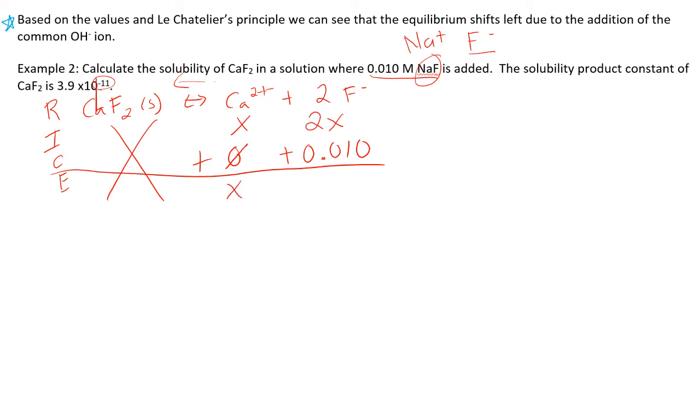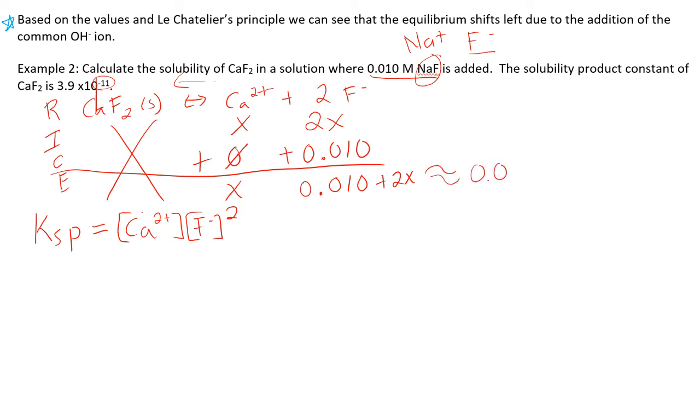Our amount of calcium at equilibrium would be x, and our amount of fluoride would be 0.010 plus 2x, or 2x plus that, either way. Now we'd want to plug it into our KSP equation. That would be our calcium ion times our fluoride ion squared. Now we're going to make the same assumption. We are going to say that this is basically equal to 0.010.